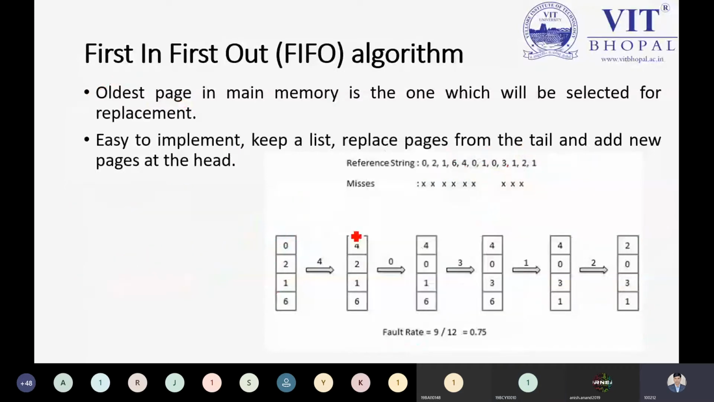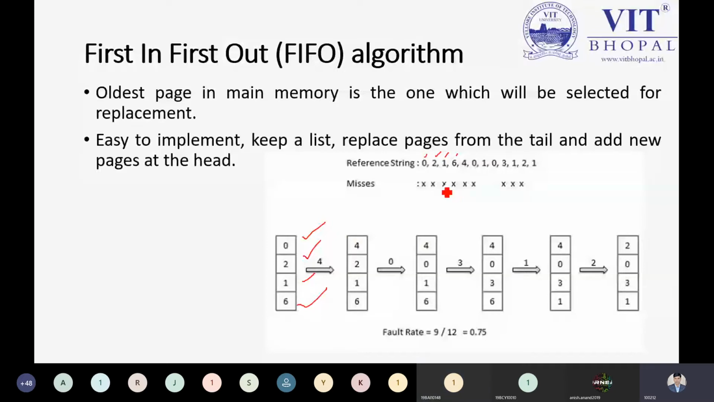What happened at the time of 0? At the time of 0, 0 will be inserted, no problem. 2 is inserted, no problem. 1 is inserted. 6 will be inserted, undoubtedly, no problem. So here we are missing for the page fault. Means there is no page fault occurring over here.